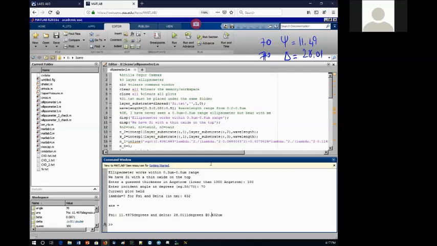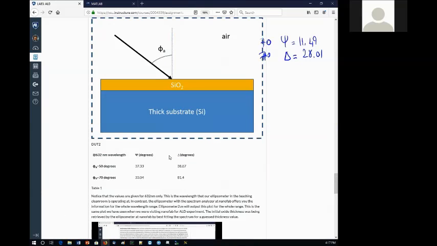And let's return back to our experimental results. Our experiment, on the other hand, says that for 50 degrees, my psi is supposed to be 33.04, and my delta is supposed to be 81.4. Okay, so I'm not close. I'm not close at all.